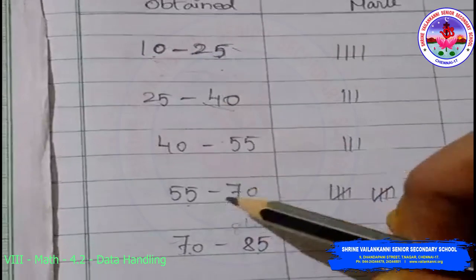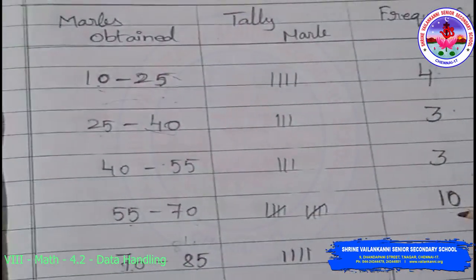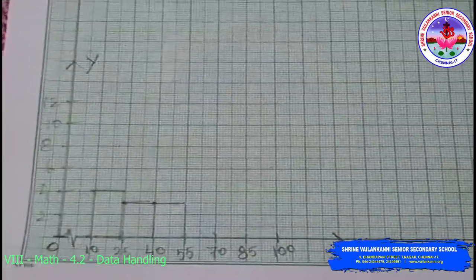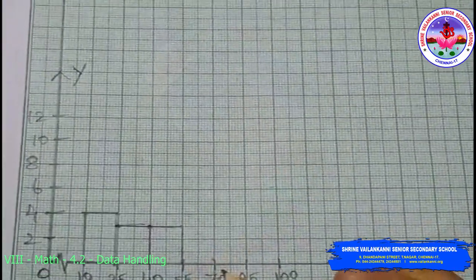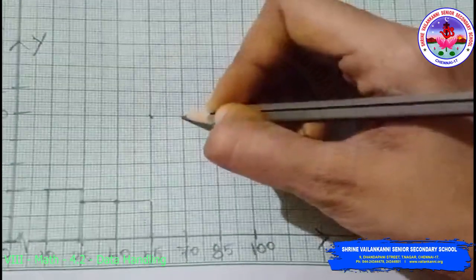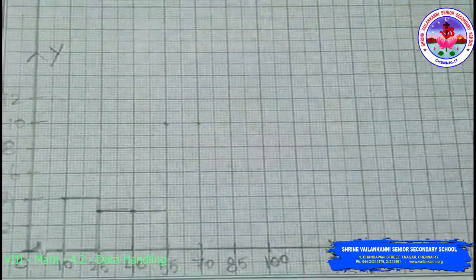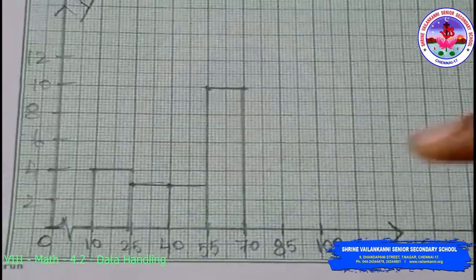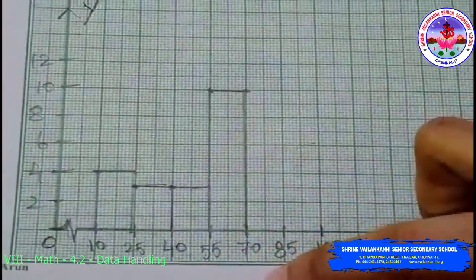The next interval is 55 to 70. The frequency is 10. Here the height of the bar is 10. This is the bar for class interval 55 to 70.